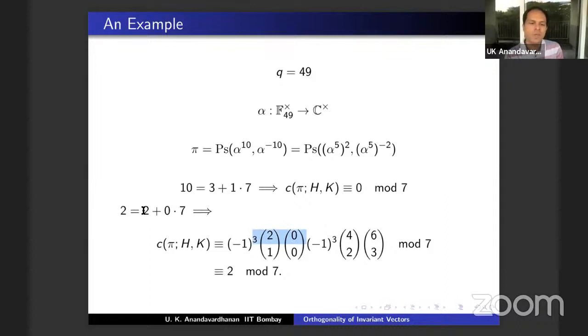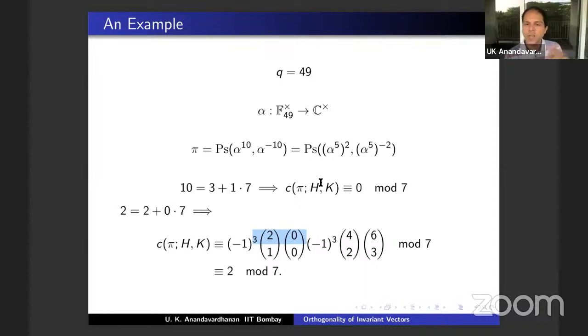So the first one is for the first coefficient: 2 choose 2 by 2, 2 choose 1, 0 choose 0, which is 1. And (p minus 1) by 2 is 3 because p is 7. And similarly for p minus 1 minus r. So p minus 1 is 6, 6 minus 2 is 4. 4 divided by 2 is 2, 6 minus 0 is 6, and 6 divided by 2 is 3. So if you do this, the answer is 2 mod 7.